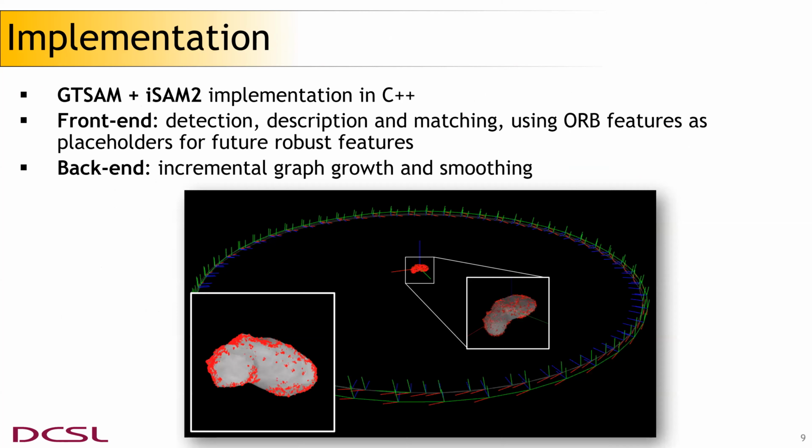And so what we did is that we implemented GTSAM and iSAM in a C++ implementation. You can see the view down here, where we did a front end and a back end formulation, the front end doing description and detection of features, using ORB features for the moment as placeholders. We can have robust features in the future. This is part of the work that we're doing. And the back end, essentially doing an incremental graph growth and smoothing. And the idea behind this is to be able to do this navigation precisely and autonomously.